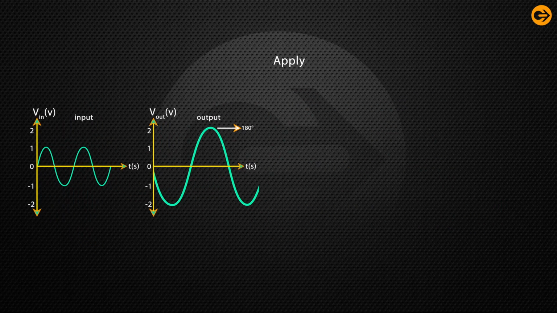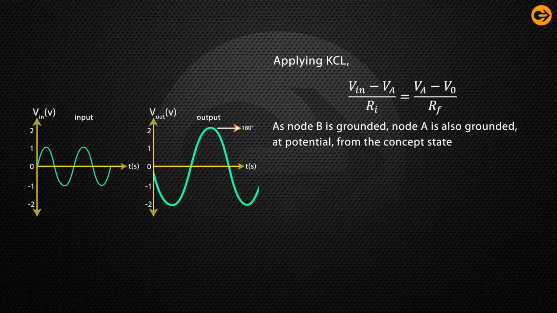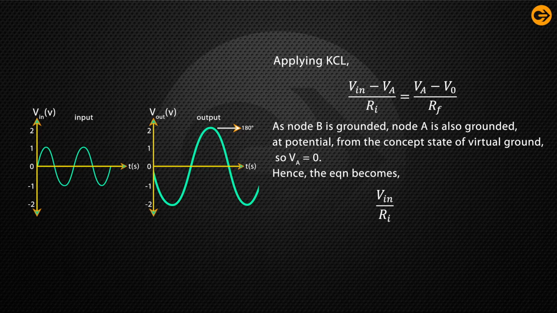Now, applying KCL to the circuit, we get (Vin minus Va) by Ri, that is equal to (Va minus V0) by Rf. As node B is grounded, node A is also grounded at potential from the concept of virtual ground, so we get Va is equal to 0. Hence, the equation becomes Vin by Ri, that is equal to minus of V0 by Rf.